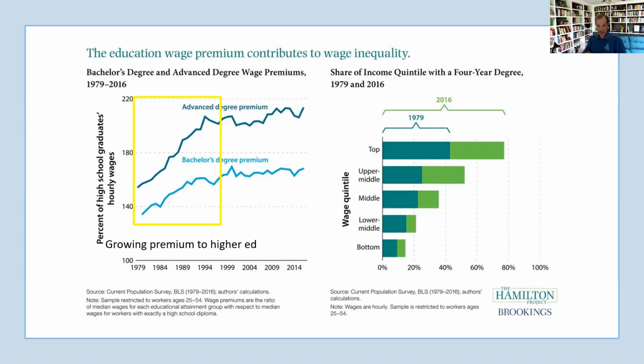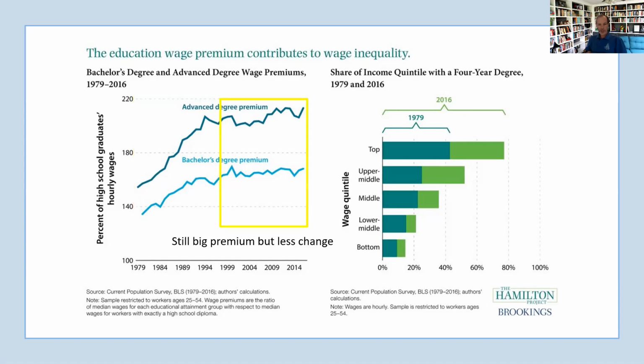So at the beginning of the time frame, 79 to, I don't know, the mid-90s, we saw a real increase in the returns to having either a college degree or an advanced degree. So there's this growing premium to higher ed. Recently, the premium's still there, right? So you're still making more money than someone with just a high school degree, but it's not changing that much. So some of the returns have leveled off. It's still high, right? But it's not an increasing premium that we saw before.